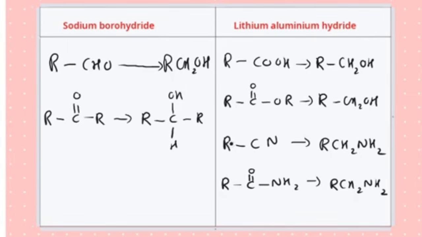These are the major differences. These reactions cannot be done by sodium borohydride, whereas lithium aluminium hydride, along with an aldehyde and ketone, can also react with the acid, ester, nitrile and amide to form the corresponding products.